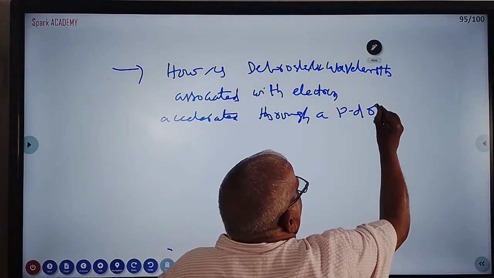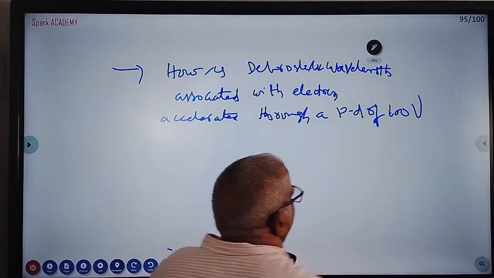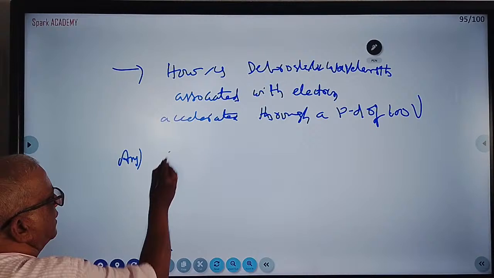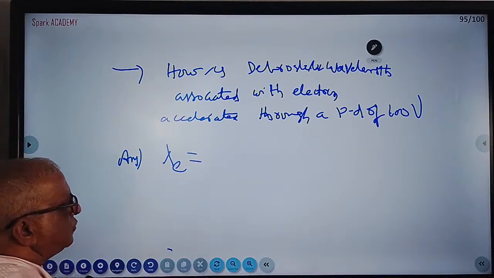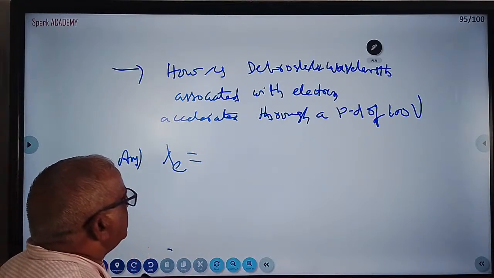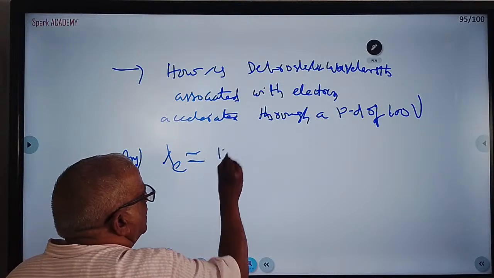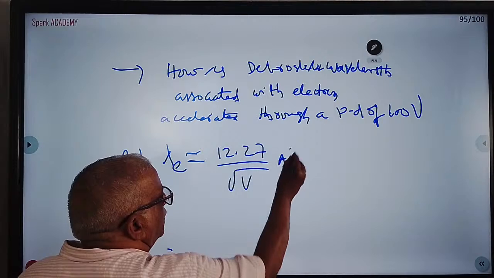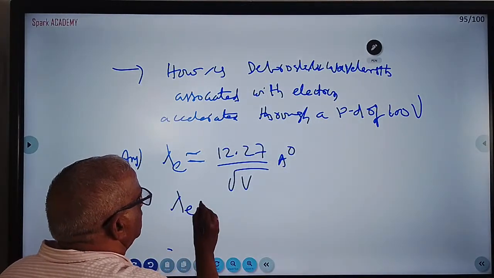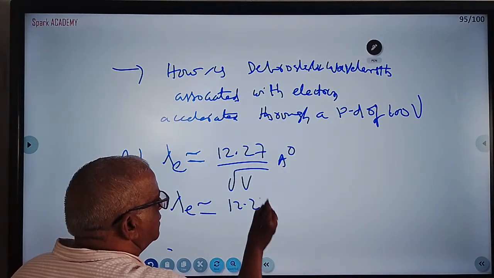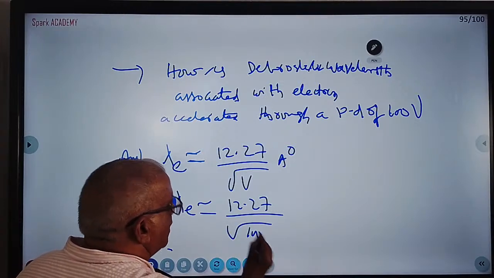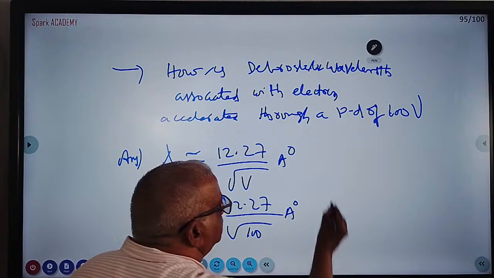100 volts. I am telling you, there is a shortcut formula, students. For an electron, lambda is 12.27 by under root V in angstrom units. 12.27 by under root 100, that is 12.27 by 10 angstrom units.